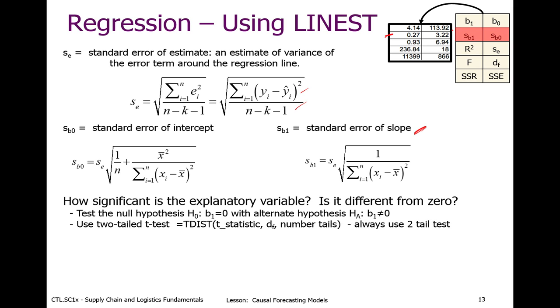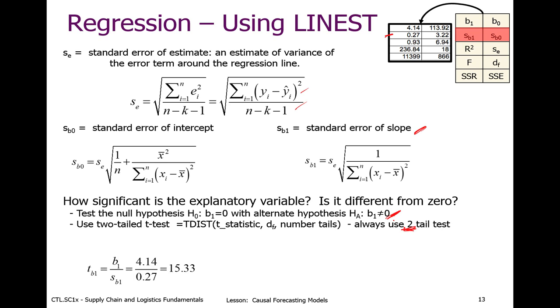We're going to test this with a two-tailed t-test, and we're going to use the function TDIST that has 3 parameters, and I'll talk about that in a second. We always use a two-tailed test because the alternate hypothesis is whether it's greater than or less than 0. We're not just looking at one side, we're looking at both tails. So we always use the two-tailed test.